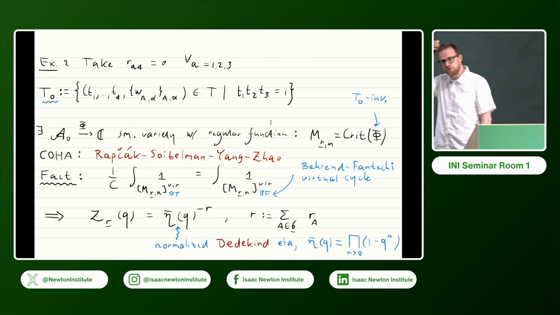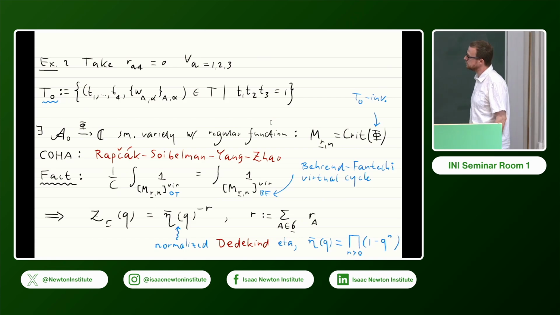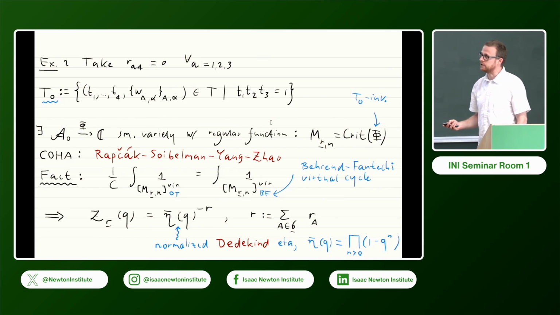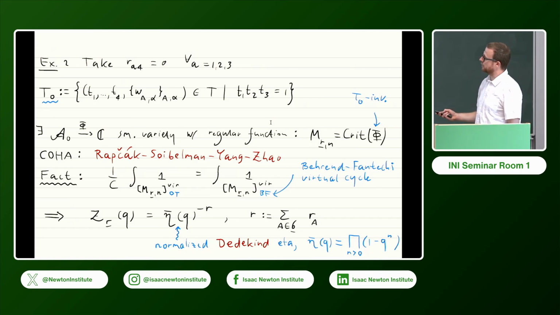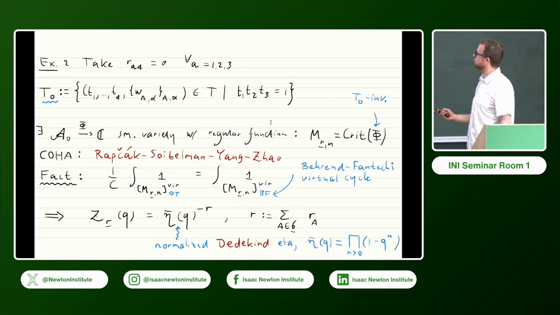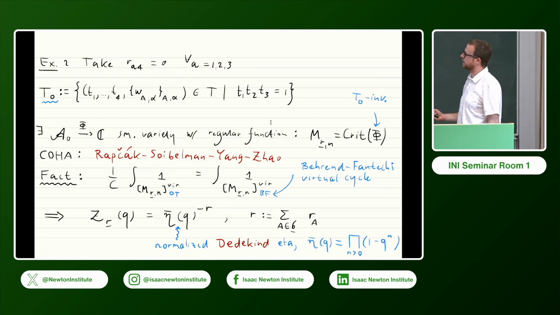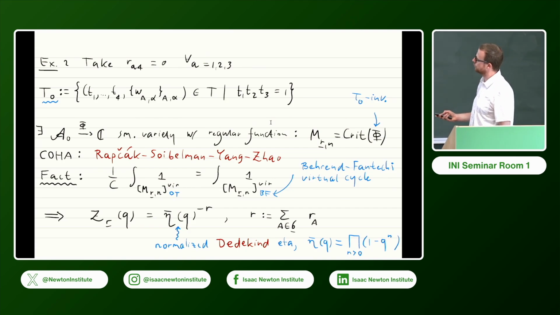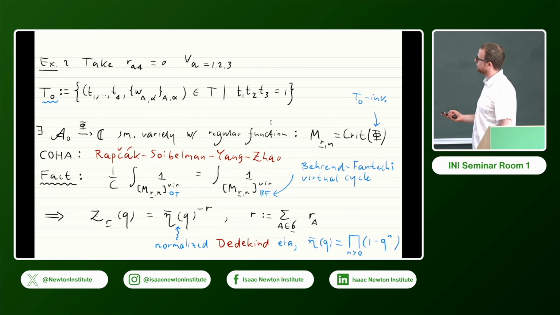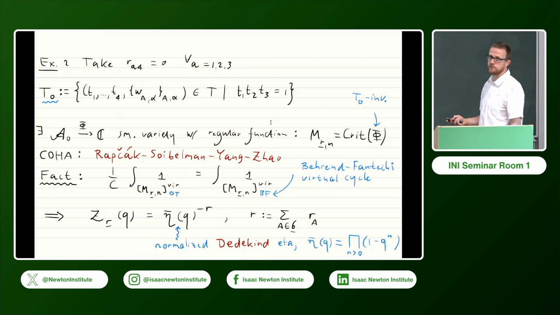In this case, the moduli space has a different description. It's easy to write down a smooth ambient space A0 with a superpotential on it, a regular function, such that M_RN arises as the critical locus of this regular function. And it's a T0-invariant regular function. That's why we restrict to this torus. This setup was studied by Rapcak, Soibelman, Yang, and Zhao, and they study cohomological Hall algebras of this moduli space, a special case of origami.